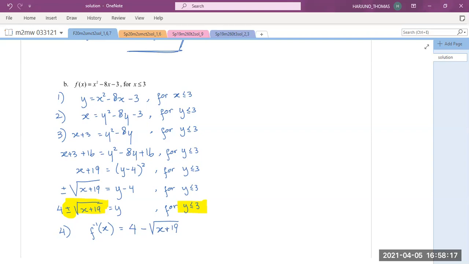Now, even this one is not fully correct yet though. But at least you see that we get the inverse function now. Which part is not correct? Here.